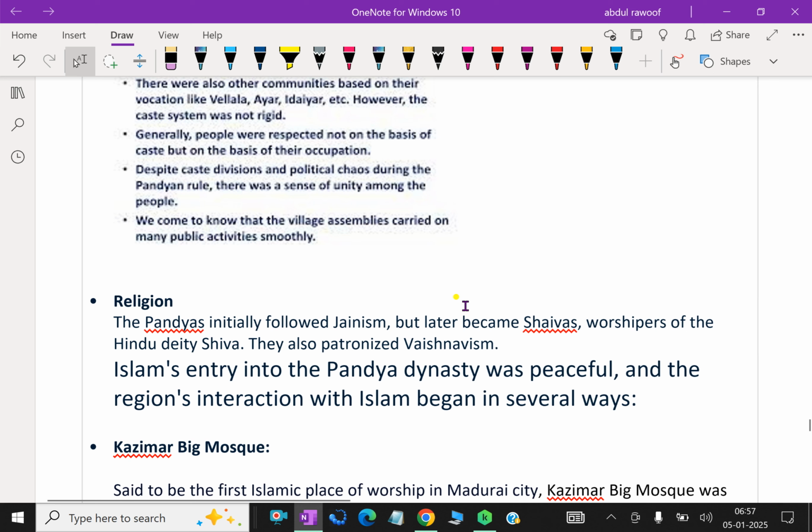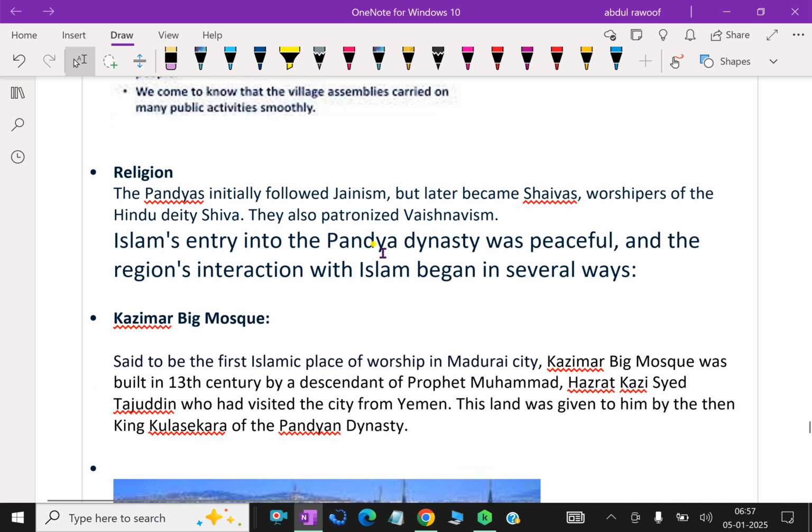Generally, people were respected not on the basis of the caste but on the basis of their occupation. Despite caste divisions and political chaos during the Pandyan rule, there was a sense of unity among the people. We came to know that the village assemblies carried on many public activities smoothly.